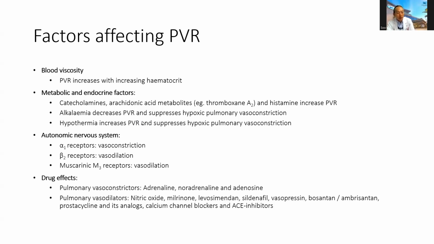Hypothermia increases PVR a little, and alpha receptors cause vasoconstriction, beta receptors vasodilatation, muscarinic receptors vasodilatation, and these are the other inotropes that we use in the ICU very often: adrenaline, noradrenaline, and pulmonary vasodilators like nitric oxide, which we use a lot, milrinone, levosimendan, sildenafil, vasopressin. These are all friendly for the lungs. When you have a patient with pulmonary hypertension, these inotropes are good for the lungs. And then calcium channel blockers and ACE inhibitors and such.